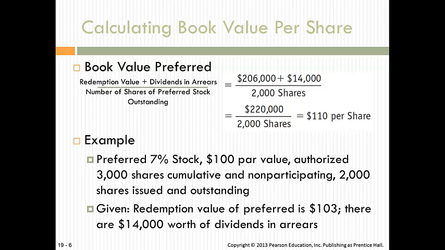The redemption value is $103 per share times the number of shares outstanding, which was 2,000, which equals $206,000. Then we add the dividends in arrears of $14,000 to arrive at a total of $220,000. Now we divide that by the number of preferred shares outstanding of 2,000 to arrive at a book value of $110 per share.